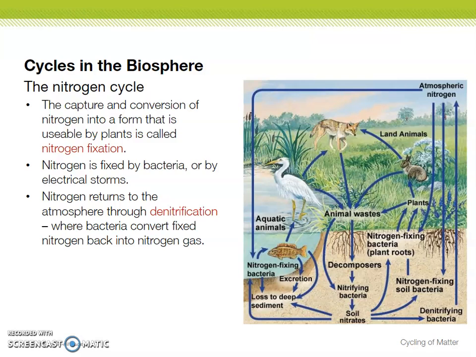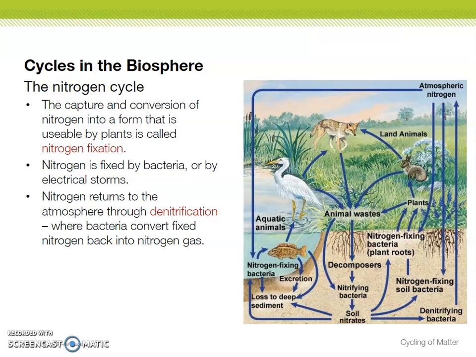Nitrogen returns to the atmosphere through denitrification, which is where bacteria convert that usable nitrogen back into unusable. Okay, so some bacteria fix nitrogen into a usable form, and some of them break it down from the usable form back into the unusable form.